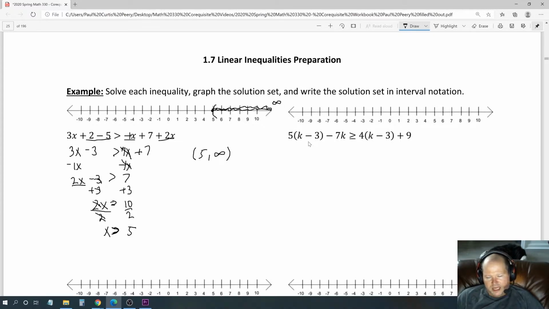Okay, the next problem. In this case, there are parentheses, so our first step on this one is going to be to distribute within the parenthesis. If there were fractions or decimals, we'd get rid of those first, but there aren't. So 5 times k is 5k. 5 times negative 3 is negative 15. We keep the negative 7k.